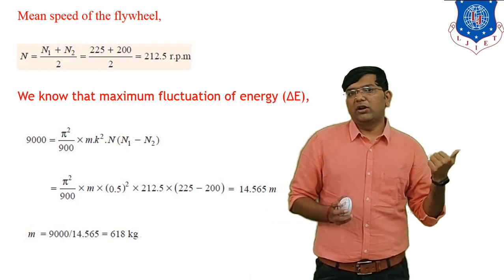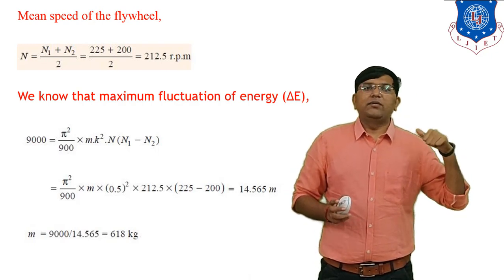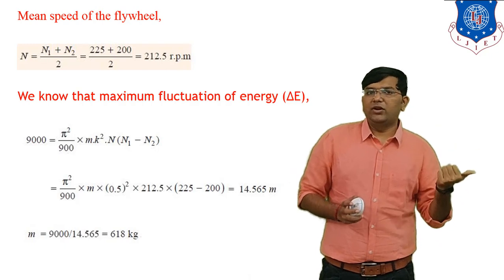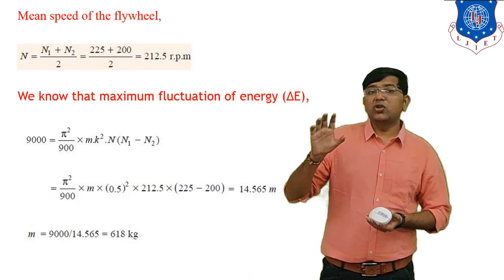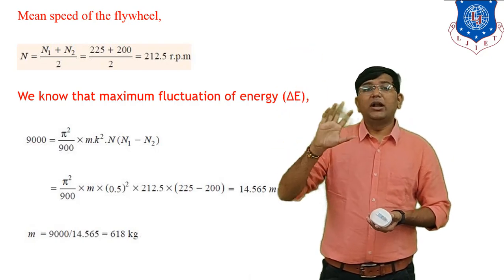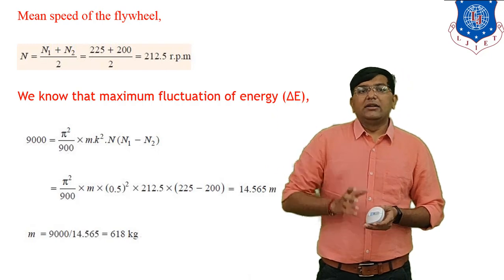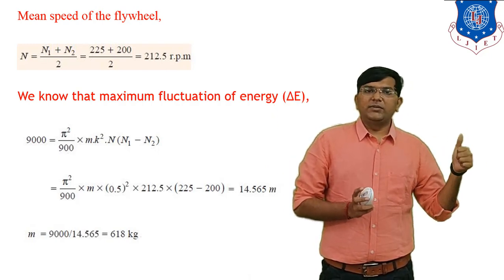We already solved one numerical based on the turning moment diagram. We already derived the equation for the punching press and maximum fluctuation of energy. So in the next session we will solve one numerical based on the turning moment diagram for the multi-cylinder engine. Clear? So in today's session we discussed a numerical based on the punching press. Okay?